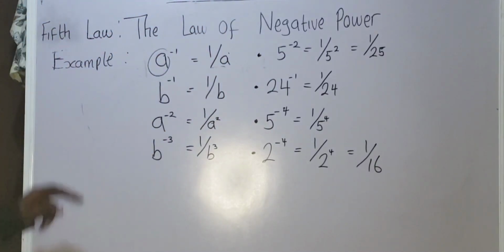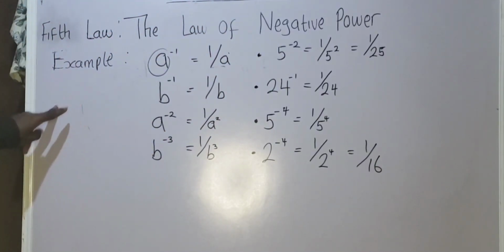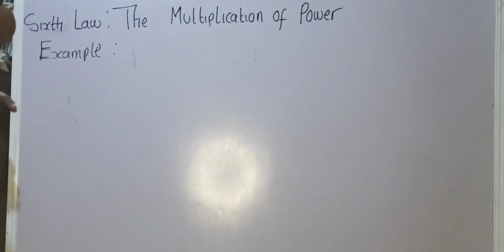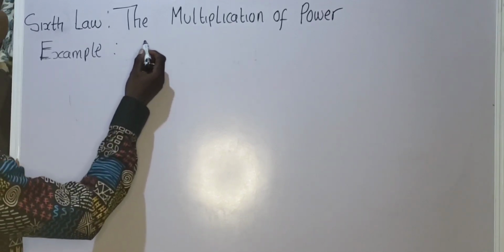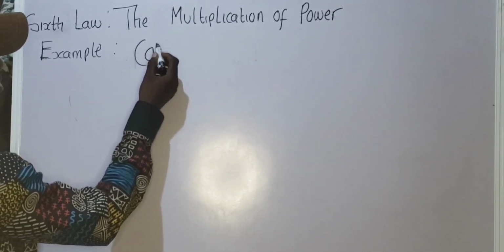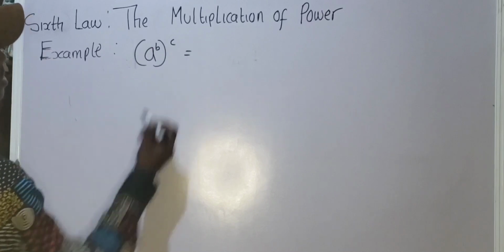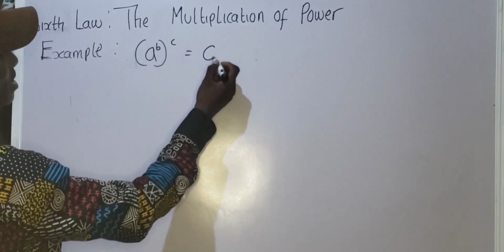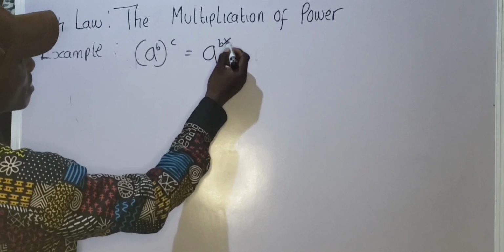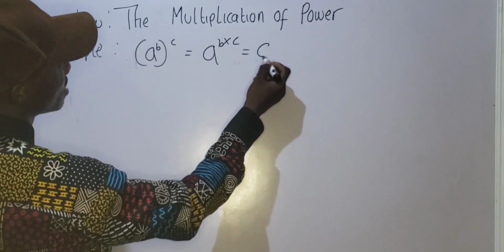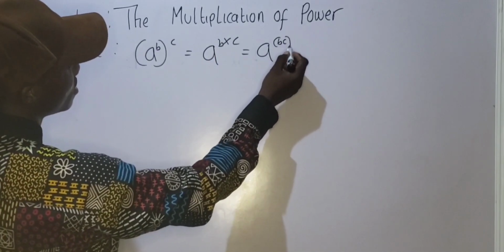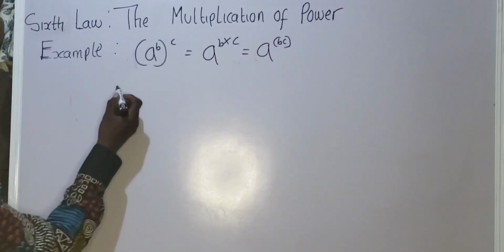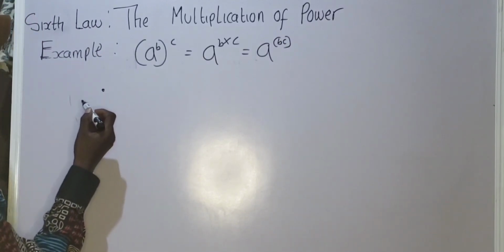You understand? So that is how this law works. Now let's proceed to the 6th law, the multiplication of power. Let's assume that we have a raised to the power of b raised to the power of c. This law states that this can be written as a raised to the power of b multiplied by c. Do you understand? That is a raised to the power of bc. So let's have a practice example.